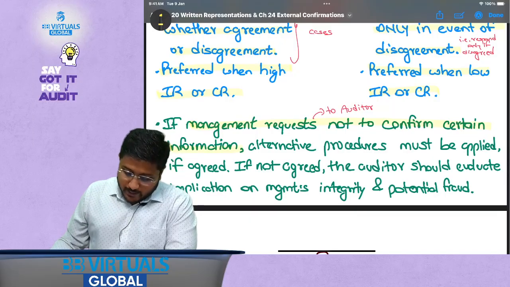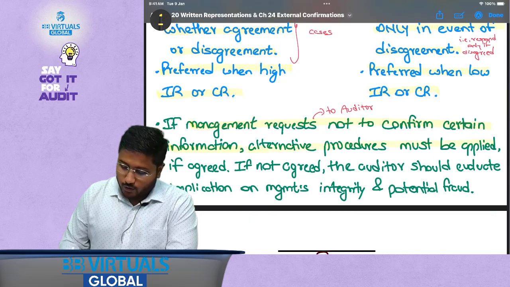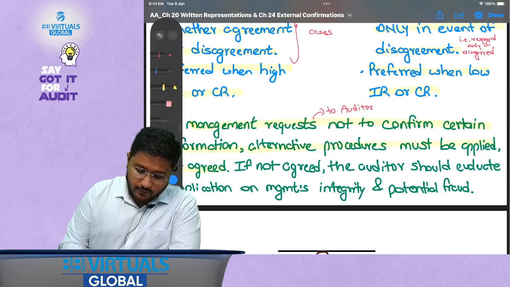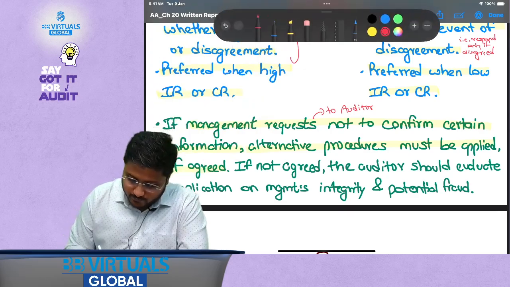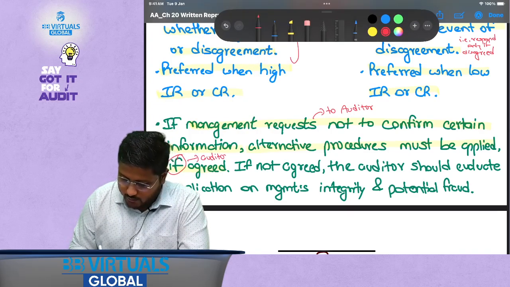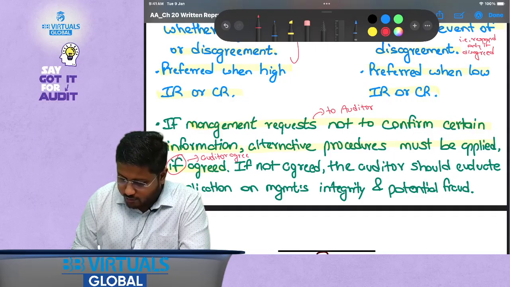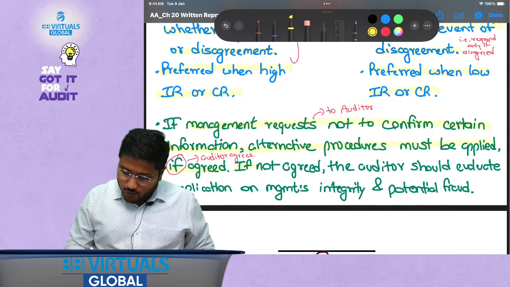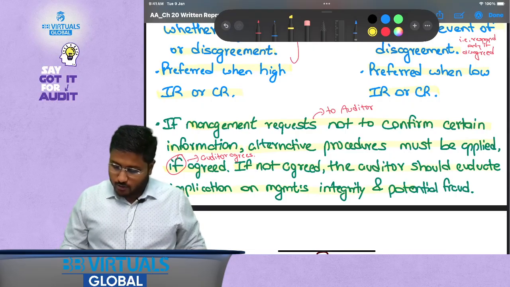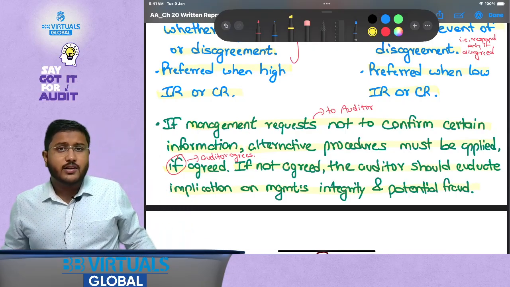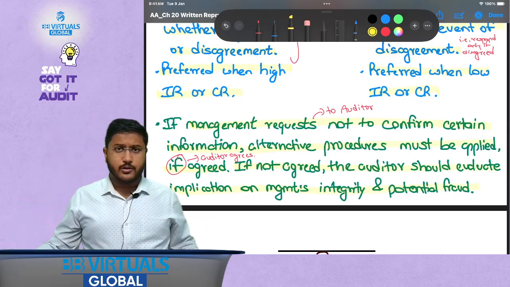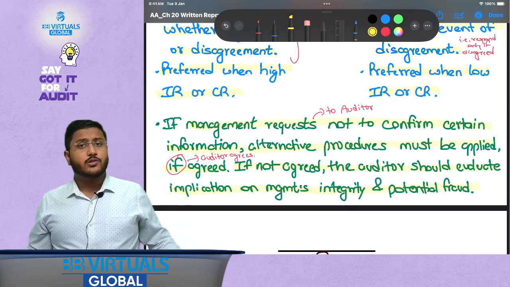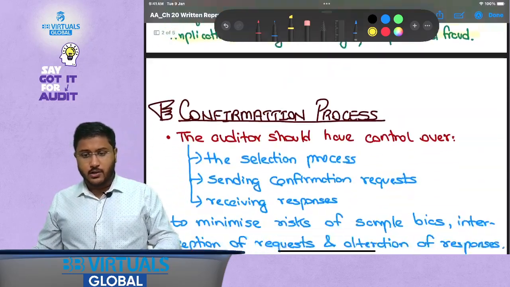Alternative procedure must be applied if agreed. That is, if the auditor agrees, then the auditor could perform alternative procedures. What if the auditor does not agree? If not agreed, the auditor should evaluate the implication on management's integrity. That is, whether there is any chance which could let us know that management is not having integrity and management is not reliable.